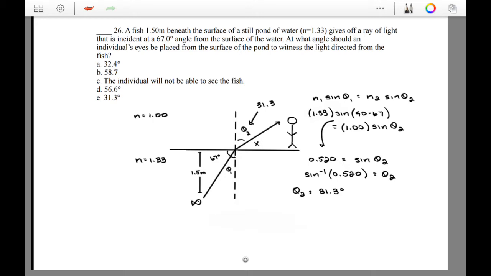But since we're looking for the angle with the surface of the pond, we're just going to simply subtract that from 90 degrees. And so minus 31.3, our final answer is going to be 58.7 degrees. So the answer here for number 26 is B.